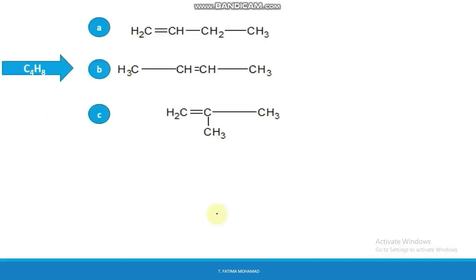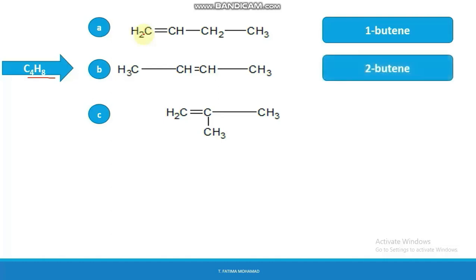Okay, so let's consider here we have 4 isomers of butene, sorry, C4H8. So let's name them. This is 1, 2, 3, so 1-butene, the second one is 2-butene, and the third one is 2-methylpropene.